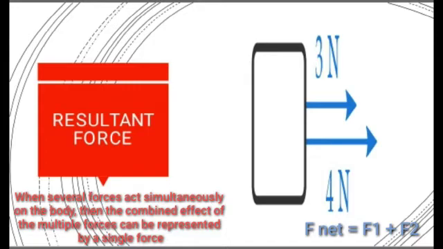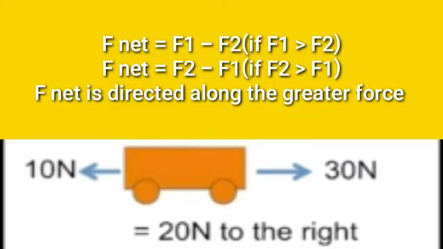Now look into Table 1.1, action of forces, on page number 4. The first one: parallel forces acting in the same direction. You see the diagram here, two parallel forces acting in the same direction. So what is the resultant force? F net is equal to F1 plus F2.